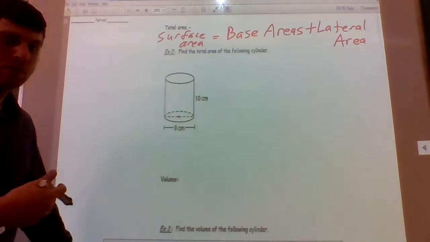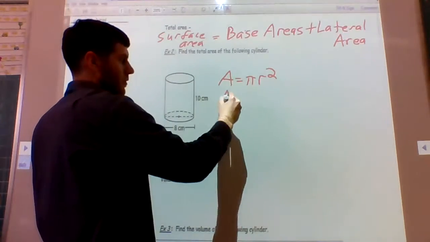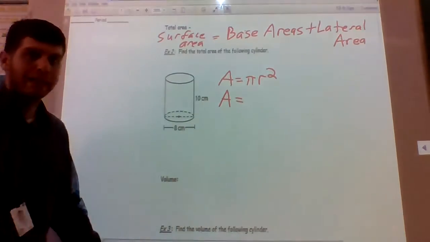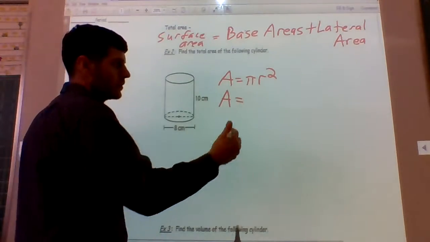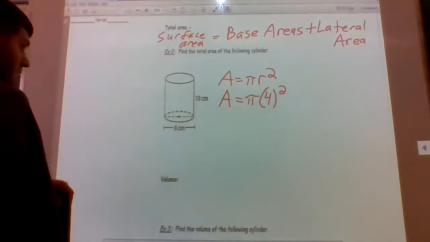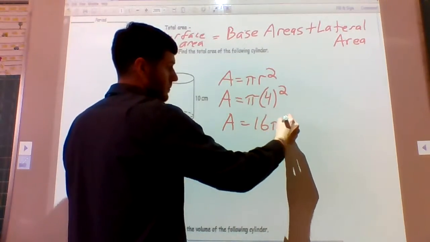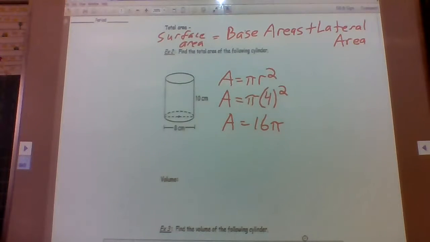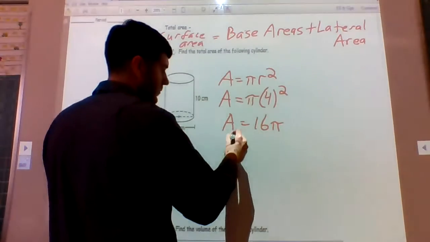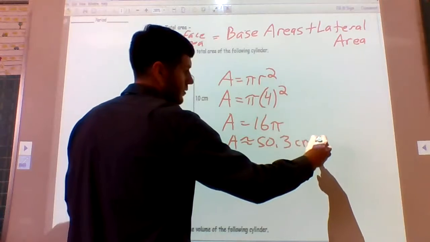The base is a circle, so the area is pi r squared. They're giving us a diameter. The diameter is 8, so the radius is half the diameter, which is 4. So our area is going to be 16 pi. 16 pi should be about 50.3, so it's approximately 50.3 centimeters squared.